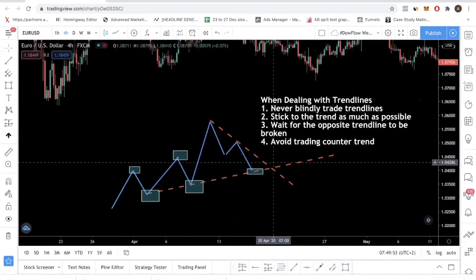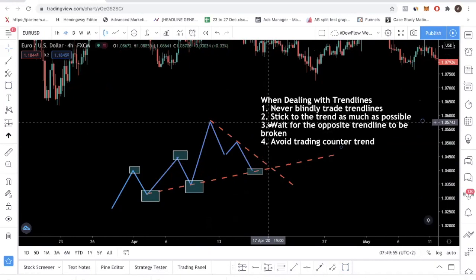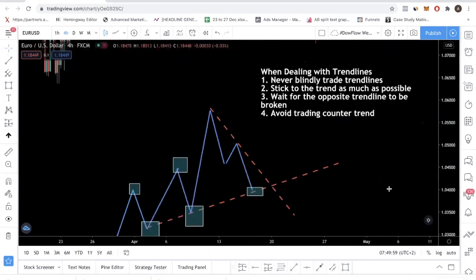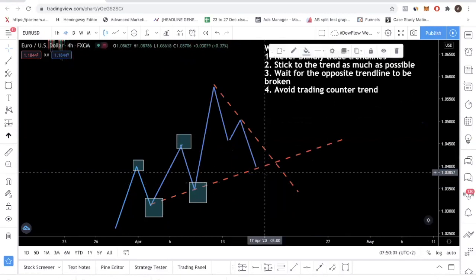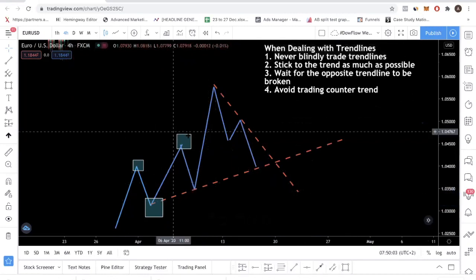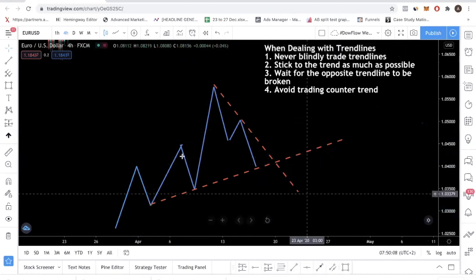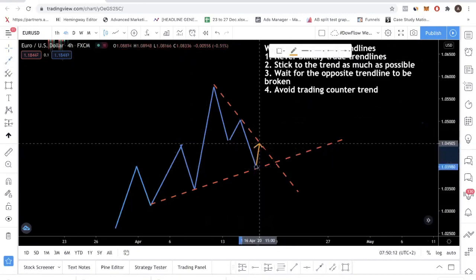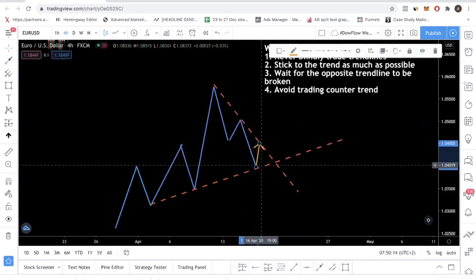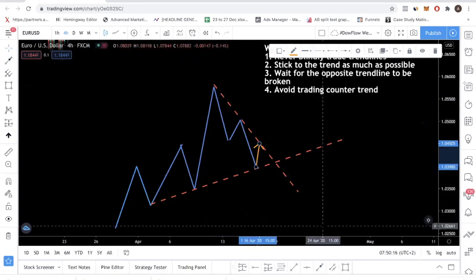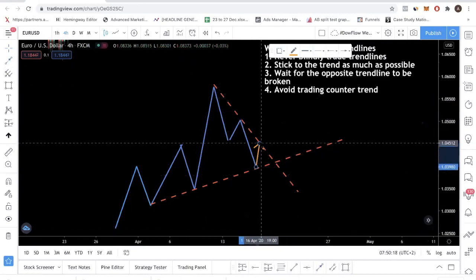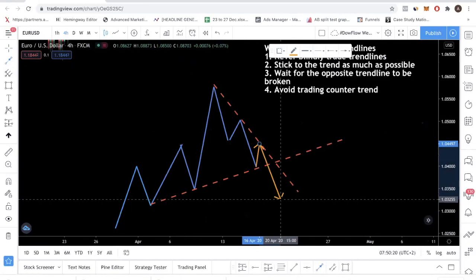Now, the next thing you want to do is wait for the opposing trend line to be broken. So in this case, let me just clear this up so it's clearer for you. Let's say price bounces off this level over here and it starts coming up. Now, the problem with just buying off this level and not taking care of this descending trend line is that price might actually do this. Okay, and you wouldn't want that.